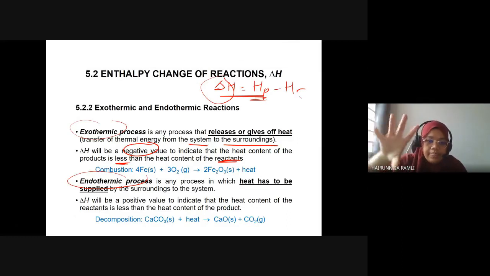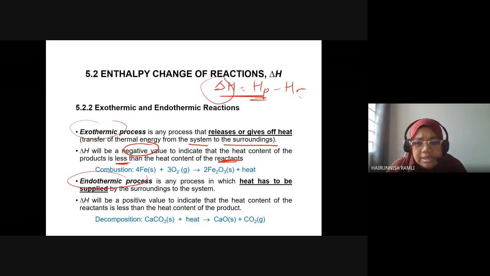So, terbalik daripada endothermic process because it has to be supplied by the surrounding. So dia terima lah, surrounding yang bagi. Surrounding dia exothermic, tapi sistem kita sendiri is actually endothermic. So value positive. Now reactant yang terbalik, the heat content is less than the product. Okay, kalau you tengok kat sini, basically kenapa kita letak heat dekat product for exothermic and heat dekat reactant for endothermic.